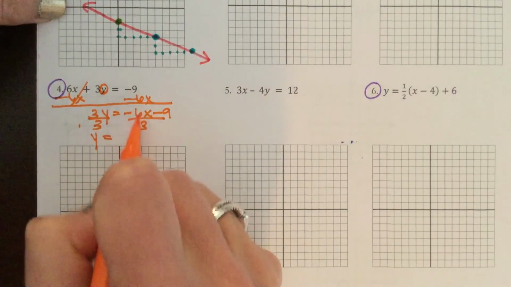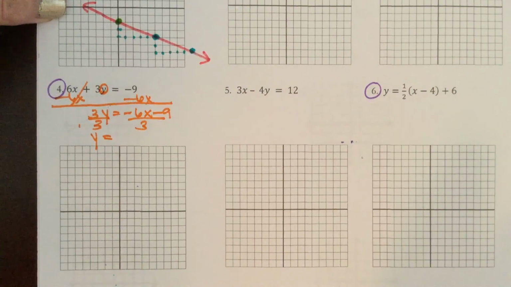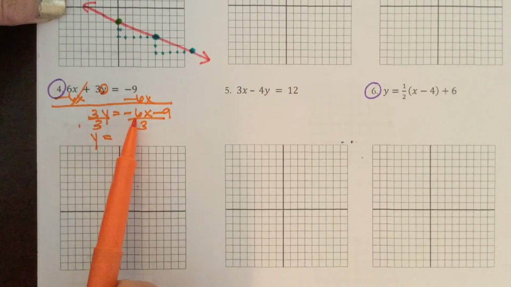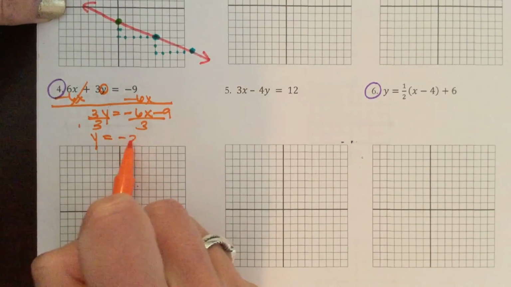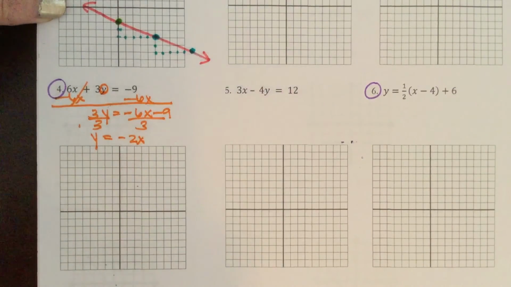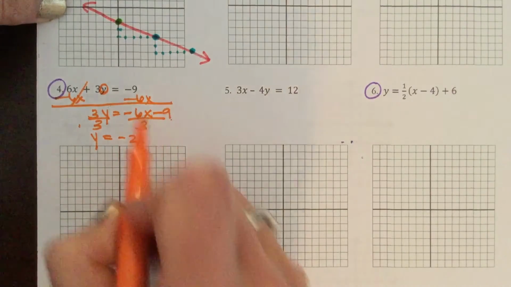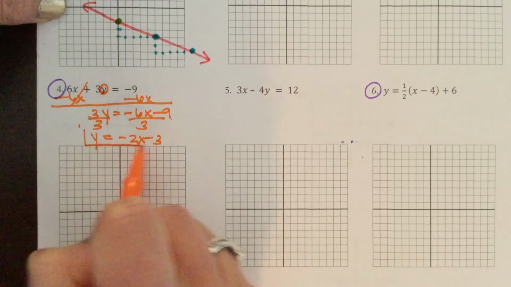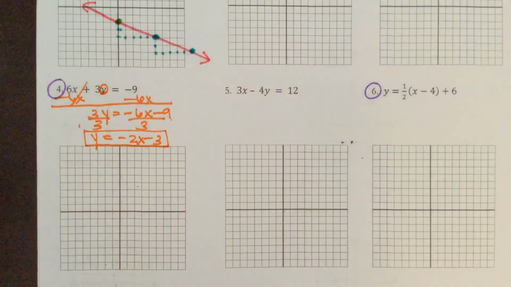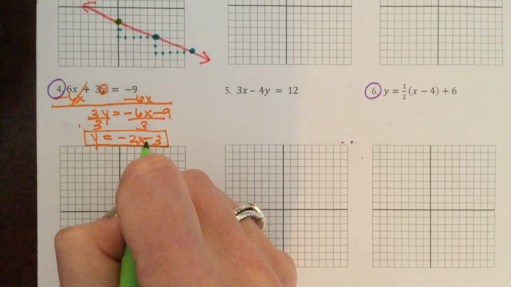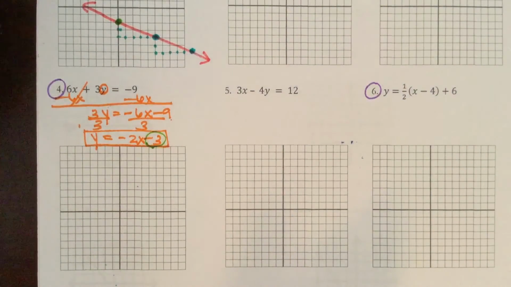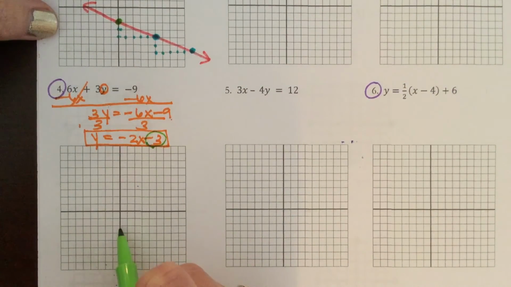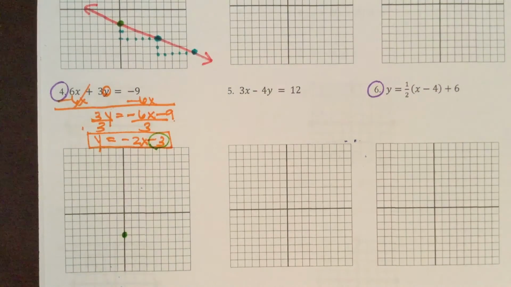And I have to remember both of these things are being divided by 3. Negative 6 divided by 3 is negative 2. Keep my x. Negative 9 divided by 3 is negative 3. And I now have an equation in slope-intercept form. I am going to begin on my y-axis at negative 3, or with my y-intercept. So 1, 2, 3.